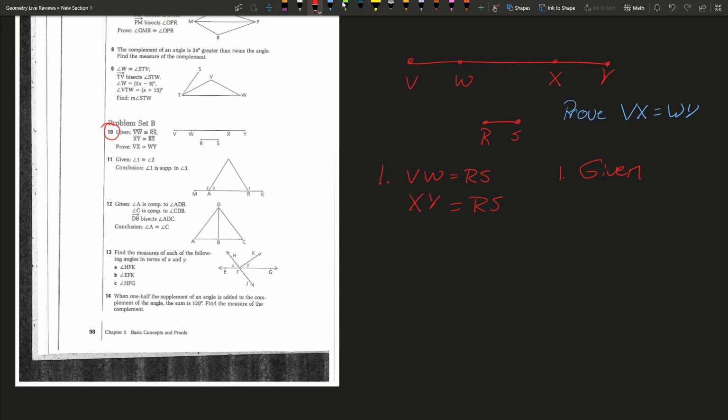In order to do this, what I would do is to get equations for the left-hand side of this equation and the right-hand side of this equation. Alright, so my second statement would be to get an equation for Vx and an equation for Wy. So Vx is equal to Vw plus Wx. And we can do that because of segment addition.